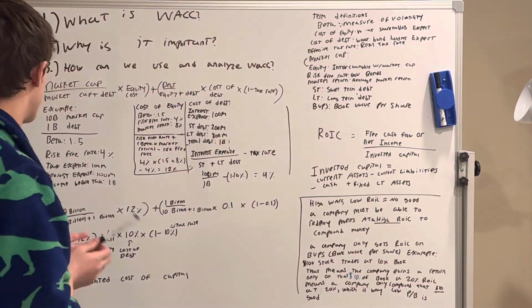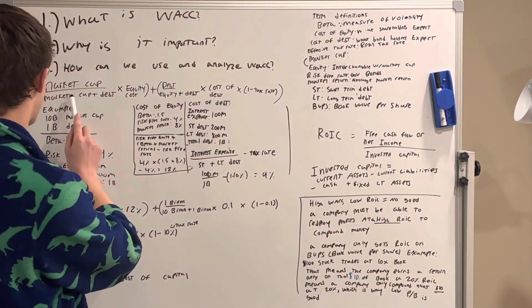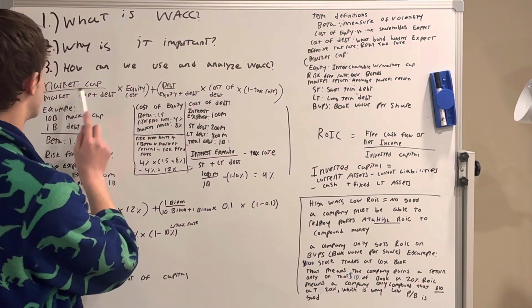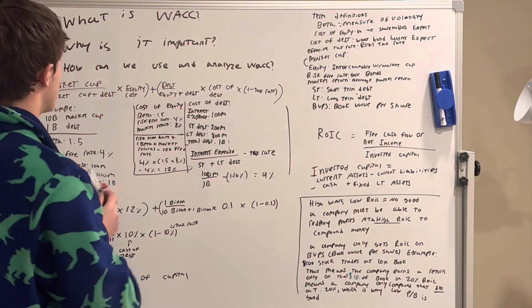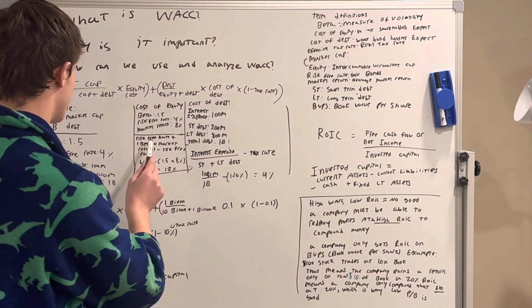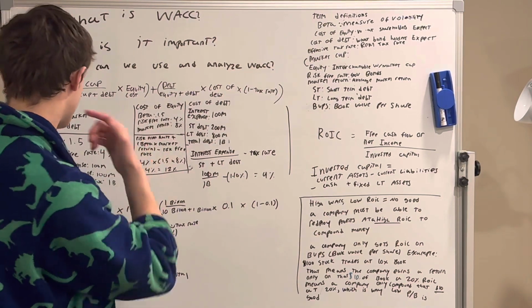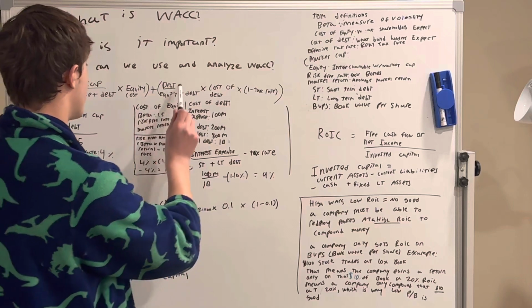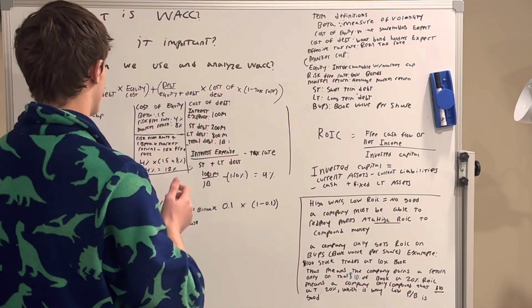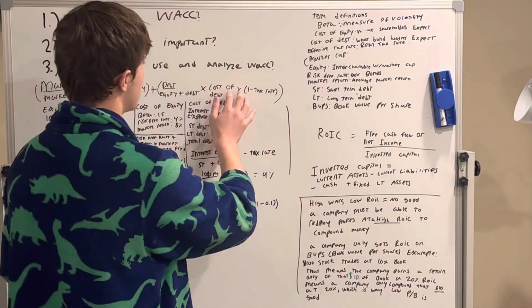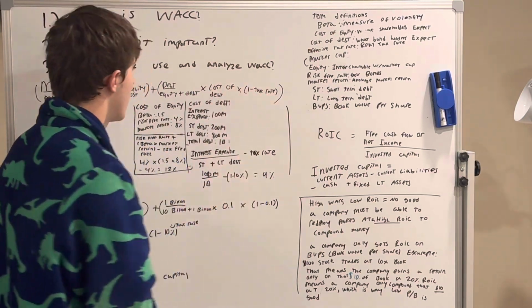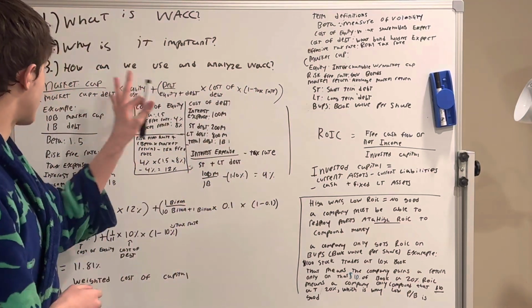So how can we calculate it? Well, it's market cap divided by market cap plus debt, which is just the weighting. That tells us how much the equity weighting will be, times the cost of equity, which I'll speak about in a second, plus debt over equity plus debt. That is also just the weighting of the debt, times cost of debt times 1 minus the effective tax rate. So that's how it's calculated.